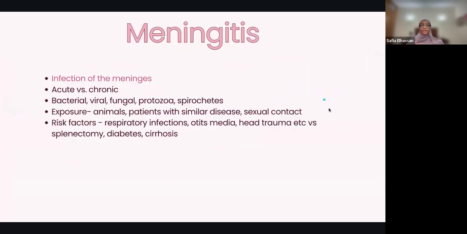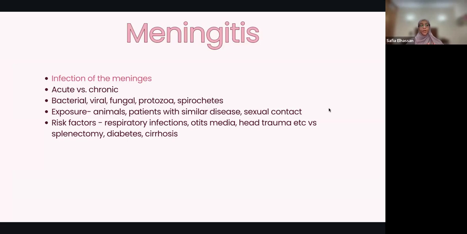Okay, so meningitis is an infection of the meninges. It can be either acute or chronic. So acute means that it develops within days to hours, and chronic means that it's over 4 weeks. And the longer that you have it, the more that it would indicate that it's related to immunosuppression or some sort of fungal infection. It could be bacterial.